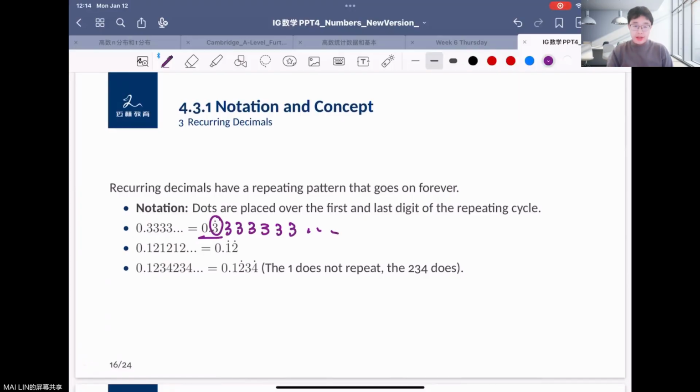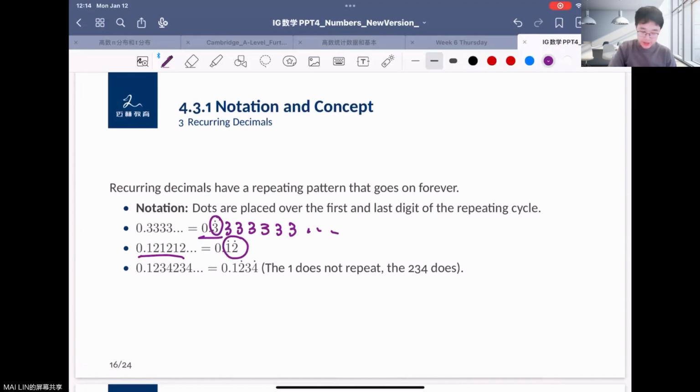And here you can find the decimal number 0.121212. For every two decimal places, there's 1, 2, and then it recurs. So we can put 2 dots above the 1 and the 2 this way, to mark these recurring numbers.